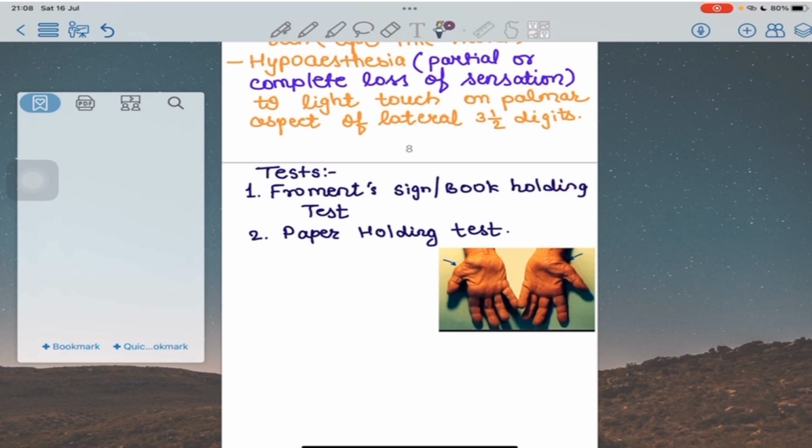The other name for book holding test is Froment's sign. If you remember, that is again a very good point. If you don't, you can just write book holding test and paper holding test.